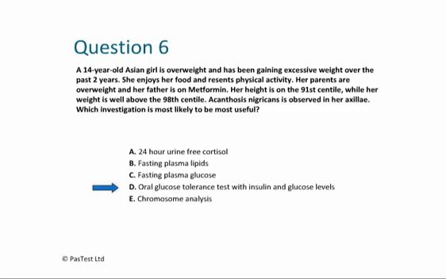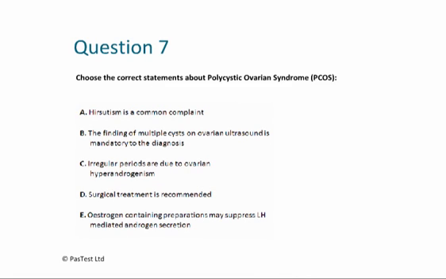In this question about polycystic ovarian syndrome, choose the correct statements. A. Hirsutism is a common complaint. B. The finding of multiple cysts on ovarian ultrasound is mandatory to the diagnosis. C. Irregular periods are due to ovarian hyperandrogenism. D. Surgical treatment is recommended. E. Estrogen-containing preparations may suppress LH-mediated androgen secretion. And the answers are A, B, C, and E.